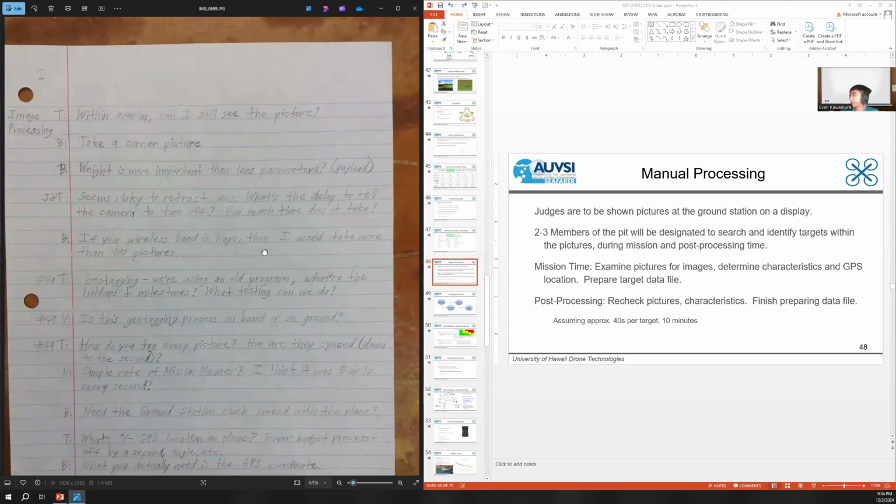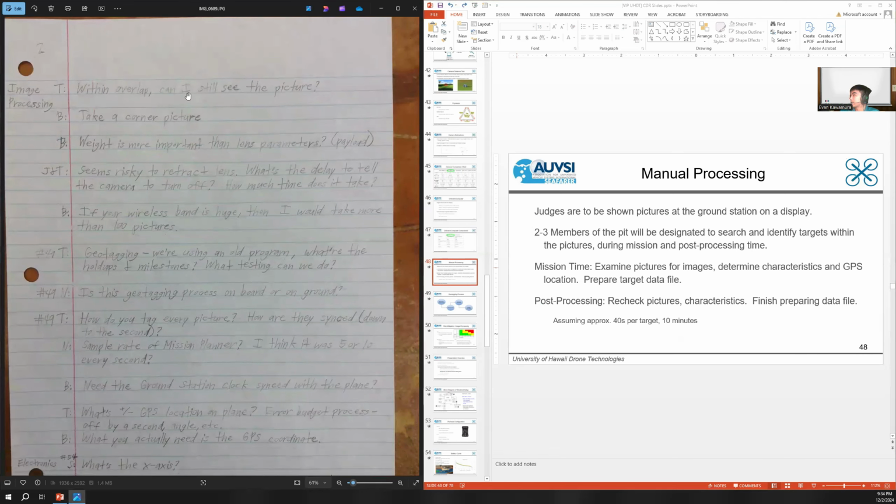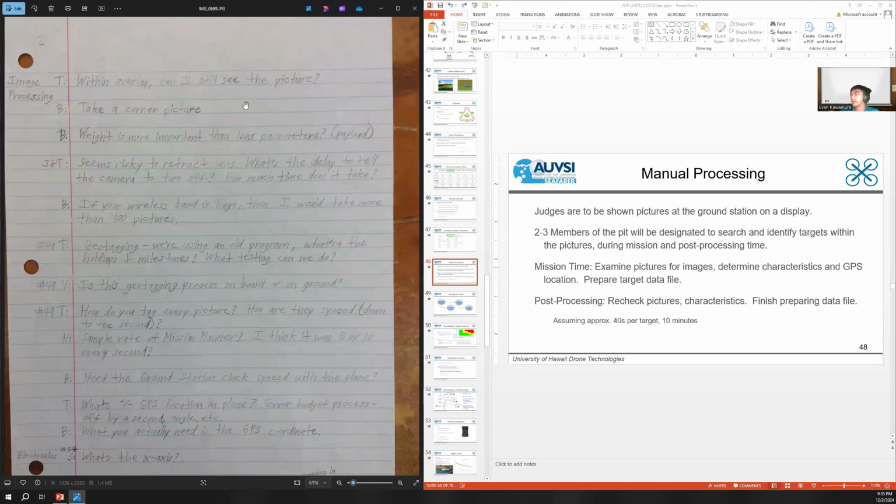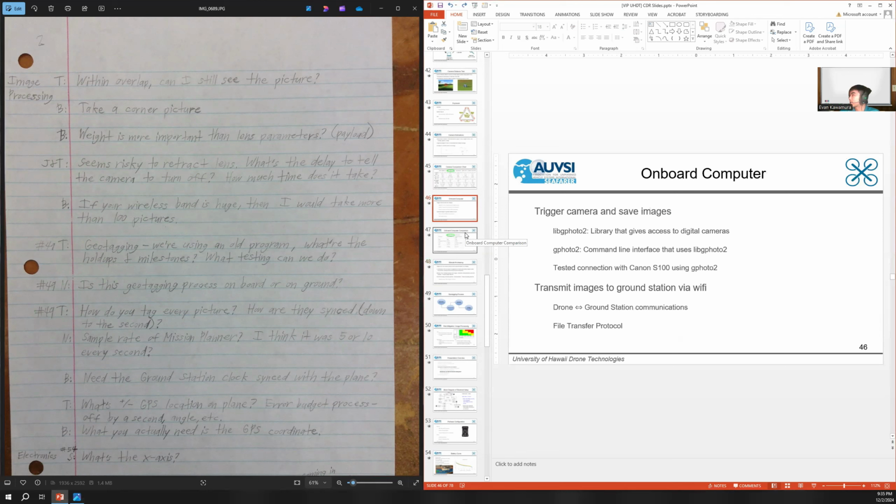Okay, we have more questions on image processing. Within overlap, can you still see the picture? Yeah, I don't think so. I'm not sure because we never tested that either. I don't remember how we answered that question. And then the TA, Brandon, said you could maybe take a corner picture and then see what happens. We also said weight is more important than the lens parameter.